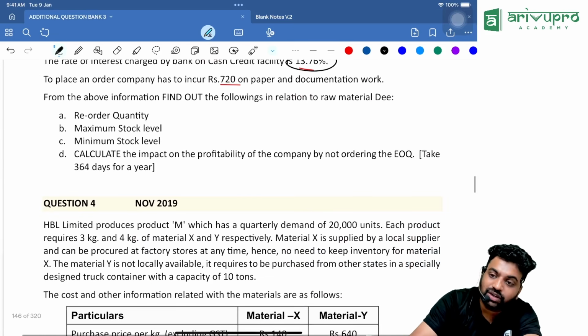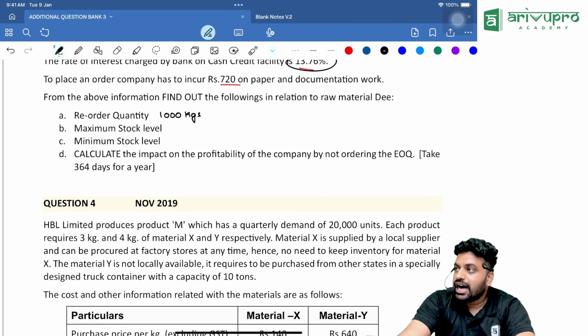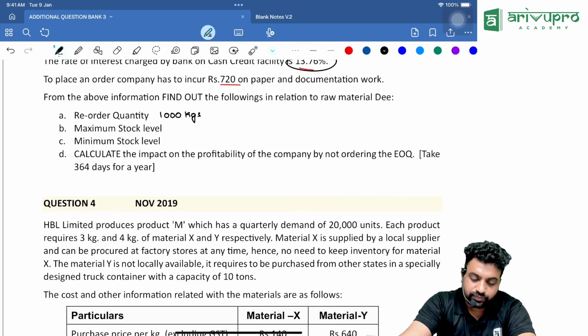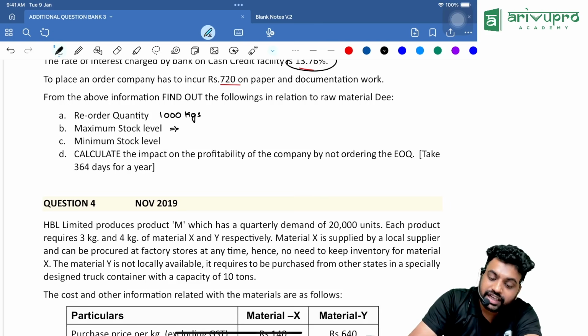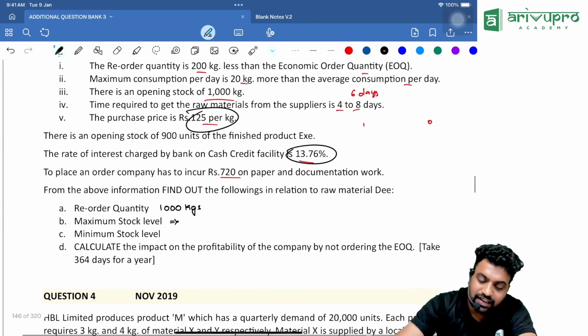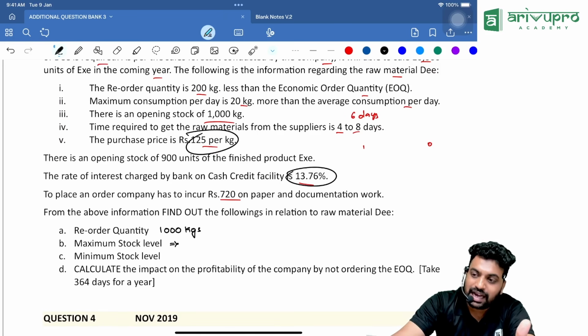But EOQ is 1,200. ROQ will be 1,000 kgs. Why? ROQ is 200 kg less than EOQ. Next, maximum stock level. For that we need the reorder level. For reorder level, we need maximum consumption into maximum lead time. Yes or no? Now we want to know the maximum consumption. They are telling 20 kg more than average consumption.